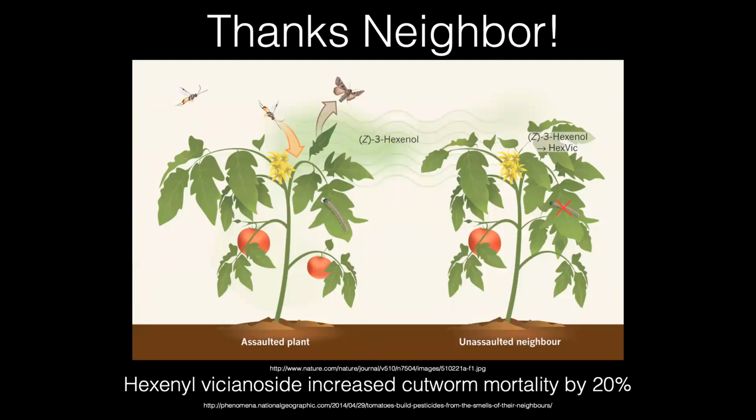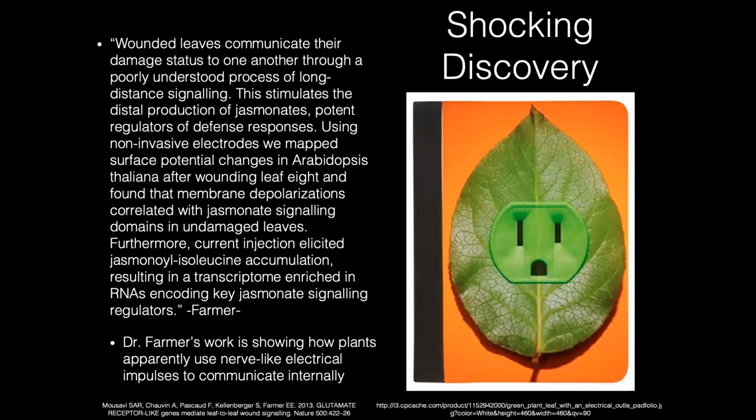A fun example is in tomatoes, where these tomatoes, again, when they're under attack, they're spitting out a volatile. They're sending out a communication molecule. Hexenyl vicianoside increases the cutworm mortality by 20%. So as the assaulted tomato on the left is being chewed on, it spits out this compound, and then the tomato to the right of it picks up on that communication molecule, and now it's better able to protect and defend itself. Shocking discovery. Wounded leaves communicate their damage status to one another through a poorly understood process of long distance signaling.